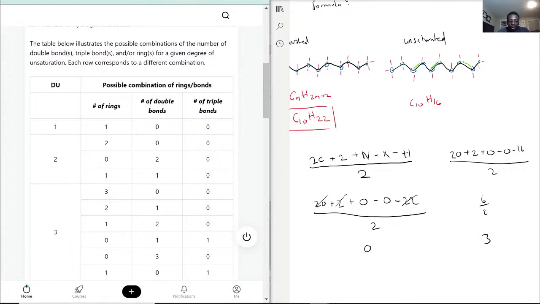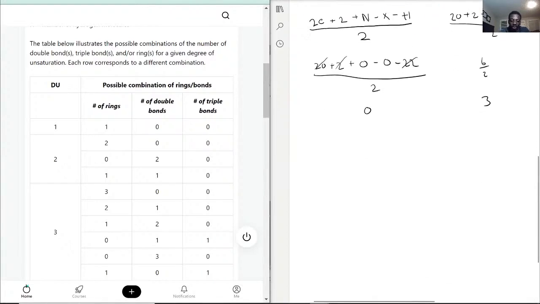So exactly. So I would say if we were able to copy this table down, it would be either 1 ring, which is correct, okay, 1 double bond, and 0 triple bonds, okay? That's how I would break that one down.